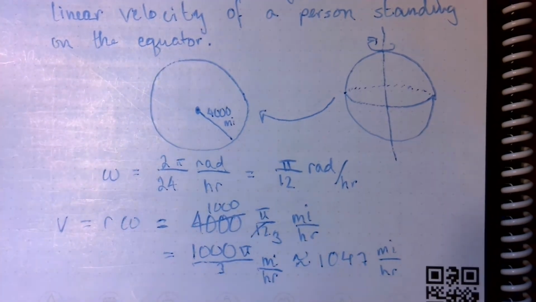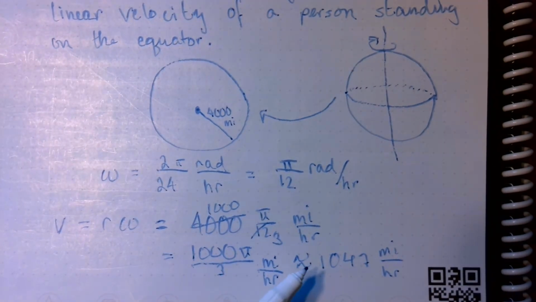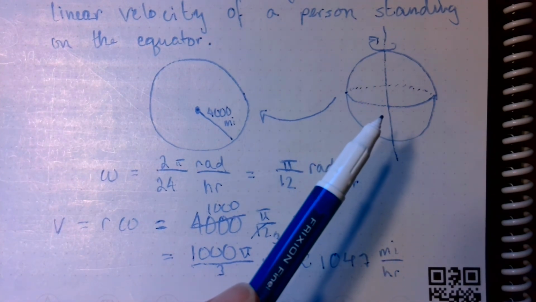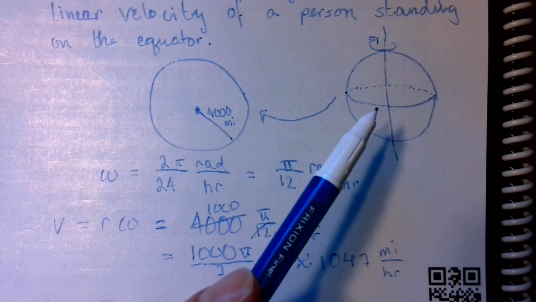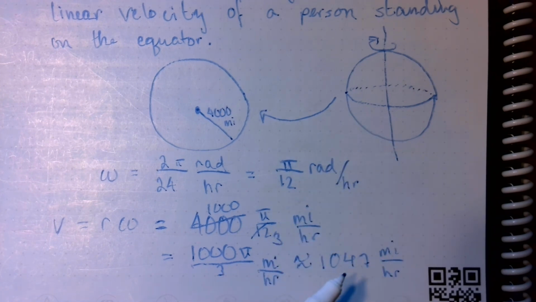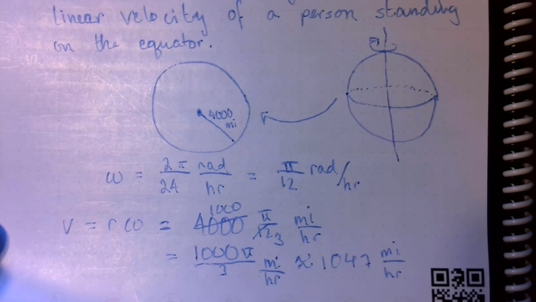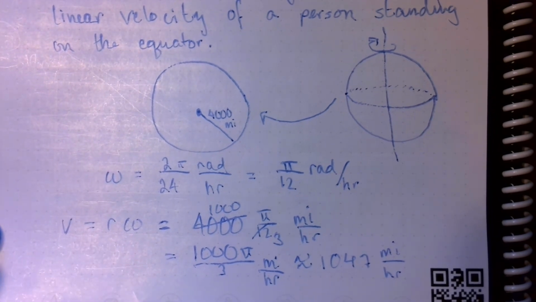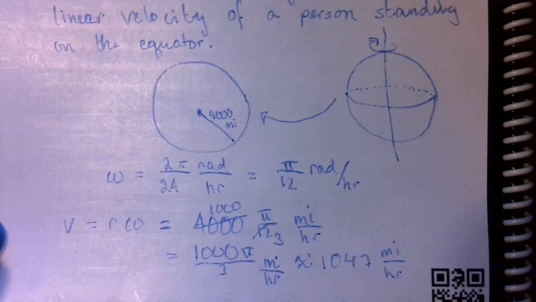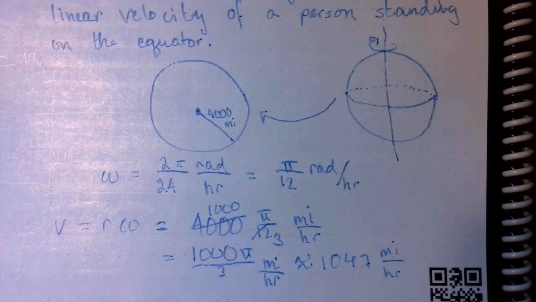miles per hour. Okay, so that is the linear velocity of a point on the surface of the Earth, and hence a person standing on the equator at that point. They're actually moving at 1,047 miles per hour. Okay, so the key thing is this concept of angular velocity and its connection to linear velocity. Linear velocity is distance traveled divided by elapsed time. Angular velocity is measuring how fast something is turning.